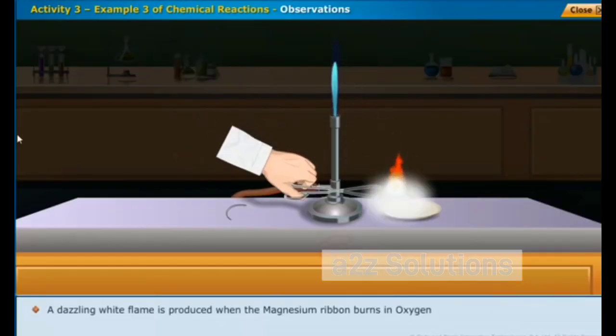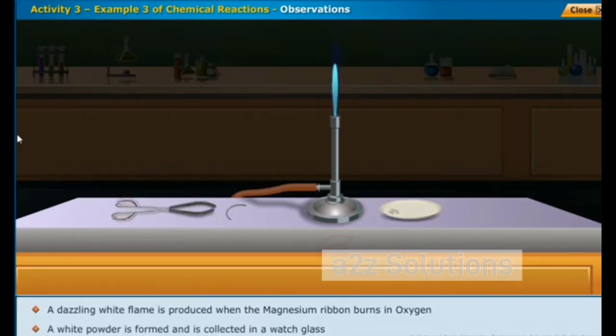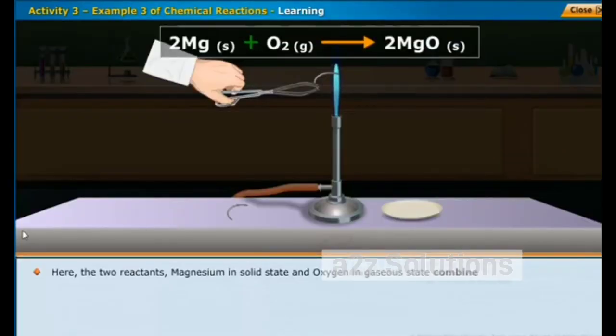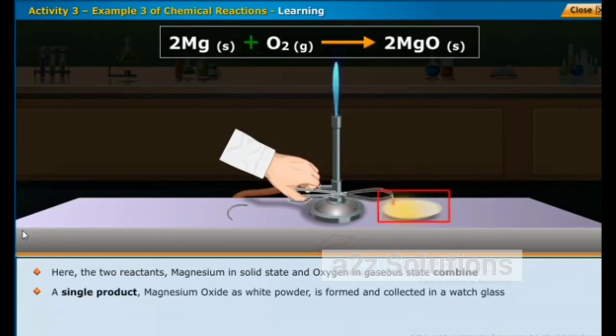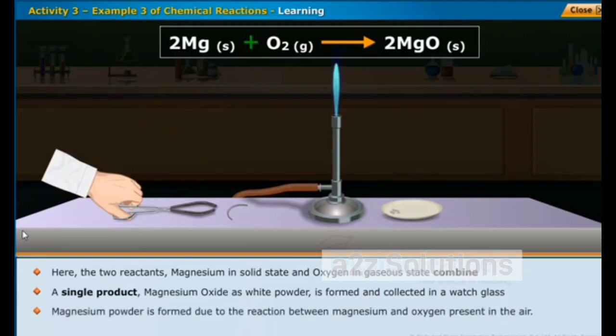A dazzling white flame is produced when the magnesium ribbon burns in oxygen. A white powder is formed and is collected in a watch glass. Here the two reactants, magnesium in solid state and oxygen in gaseous state, combine. A single product, magnesium oxide as white powder, is formed and collected in a watch glass. Magnesium oxide is formed due to the reaction between magnesium and oxygen present in the air. Now let us learn about an example of chemical decomposition reaction.